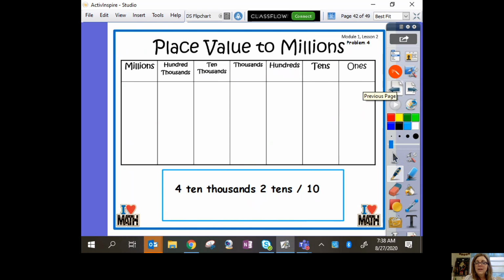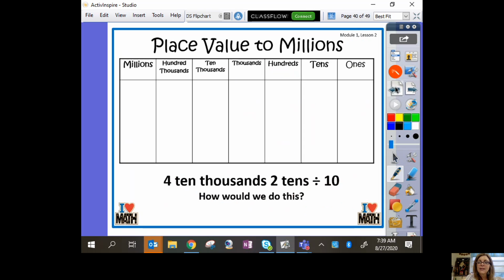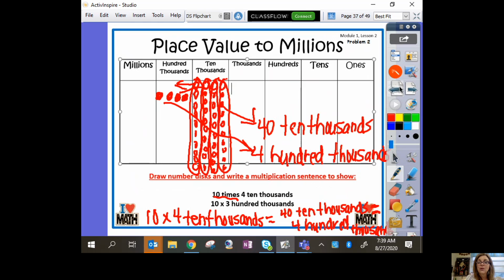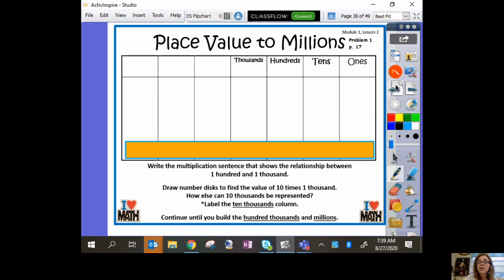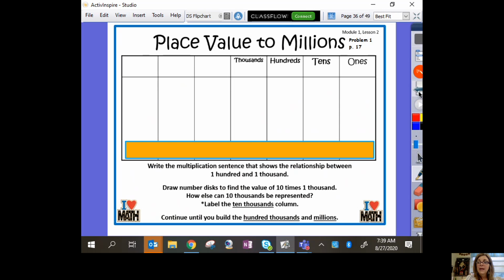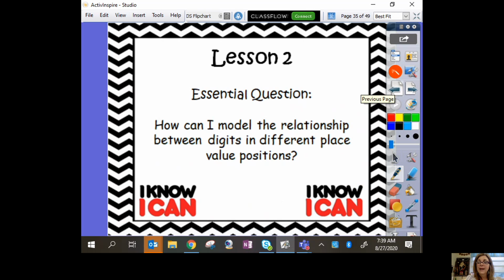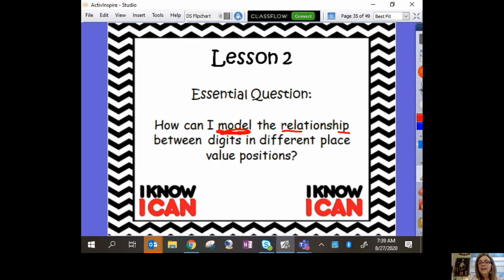Okay, sorry about that. So today our lesson was learning how to multiply with 2 units instead of just 1. And we also were learning how to divide instead of multiply. And so if we go back to our essential question, we modeled on our place value chart the relationship between the different digits when they were in different place value positions.